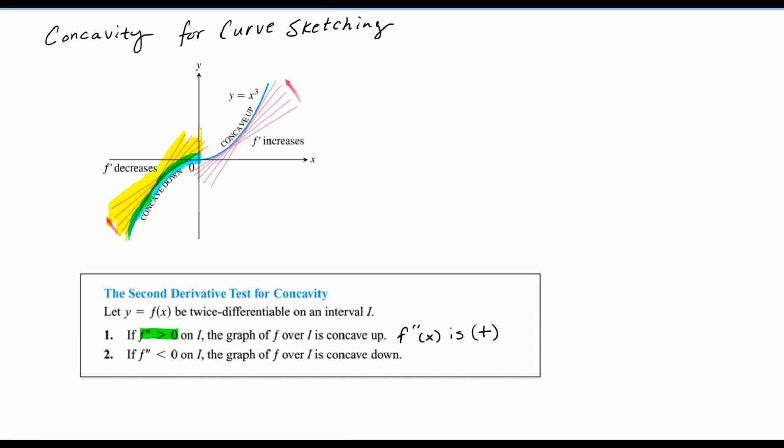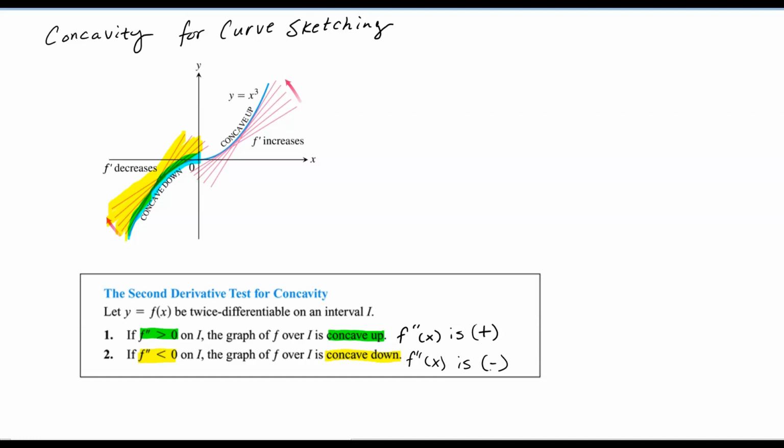Long story short, if we look at the bottom part here, if the second derivative is negative, then it is concave down. Let me highlight this concave up here, and I'll make that important little note that the second derivative will be negative. So that's what we're looking for.